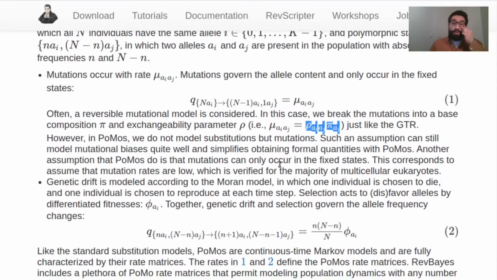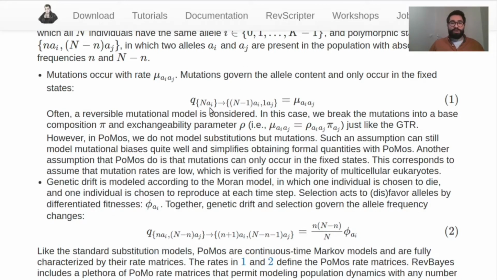Another assumption that we make about the mutation rates is that we only allow mutations to happen at the boundary states, or the fixed states, as is the case in this scenario here. And the reason why we do not allow mutations to happen at the polymorphic states is because when the mutation rates are really low, as is the case for most of the multicellular eukaryotes, the boundary mutation assumption is usually a good one. However, when we start to observe higher genetic diversities or higher mutation rates, this boundary mutation assumption might be violated. So for example, you have to be careful in using POMOs with microbial data.